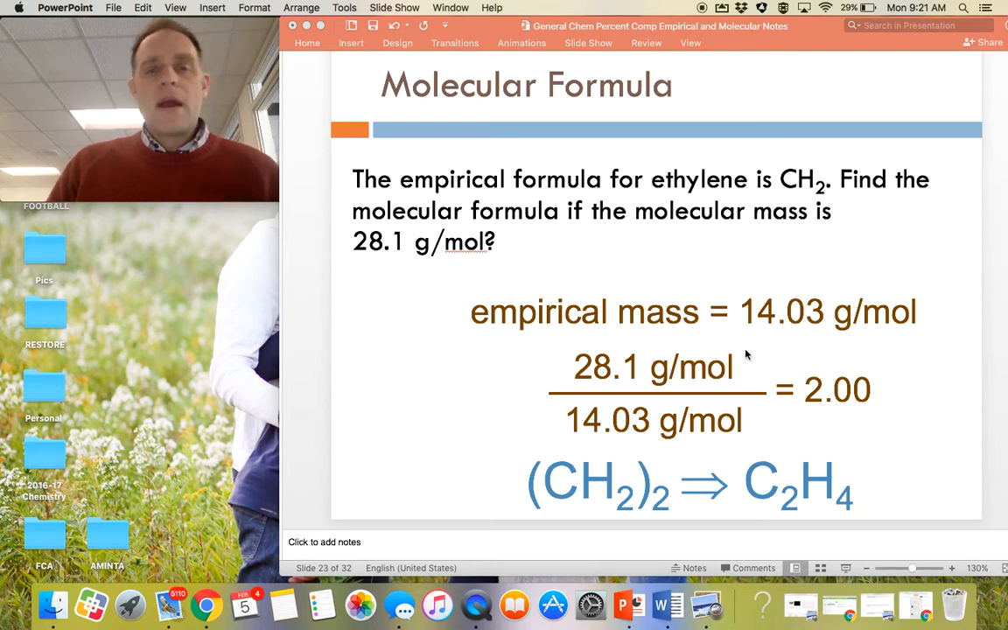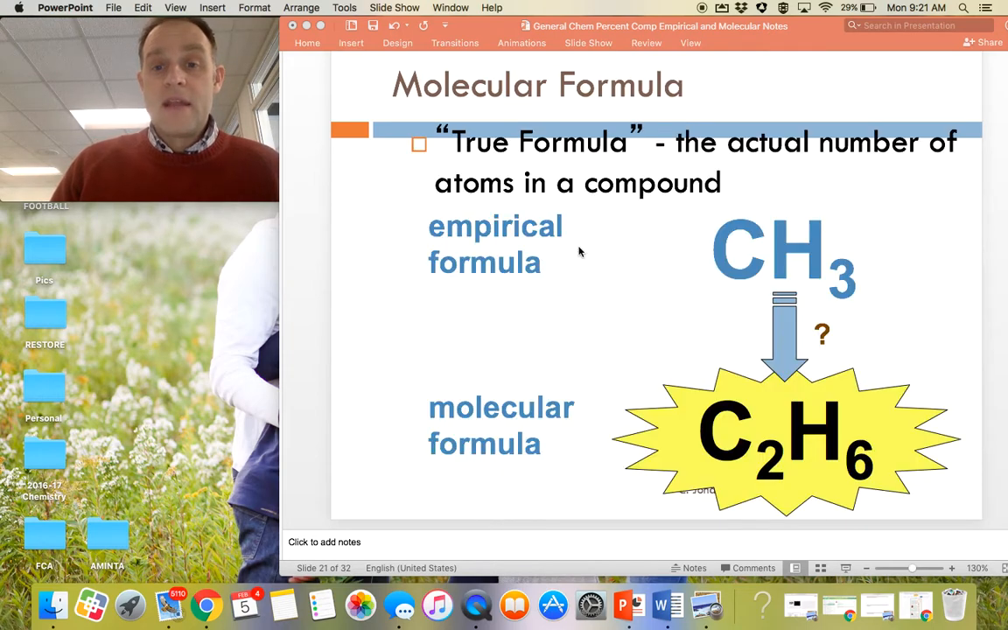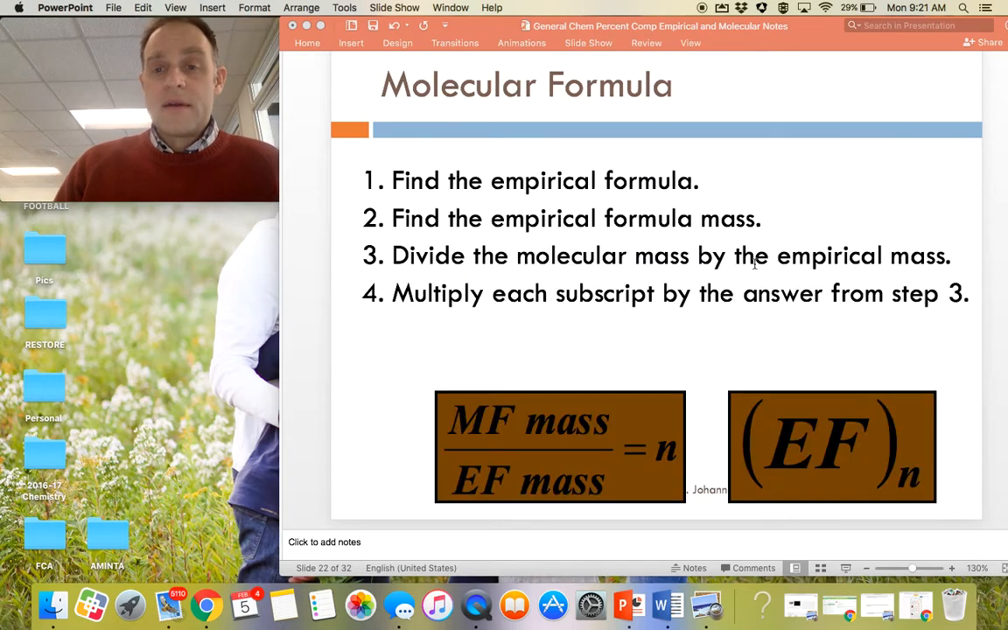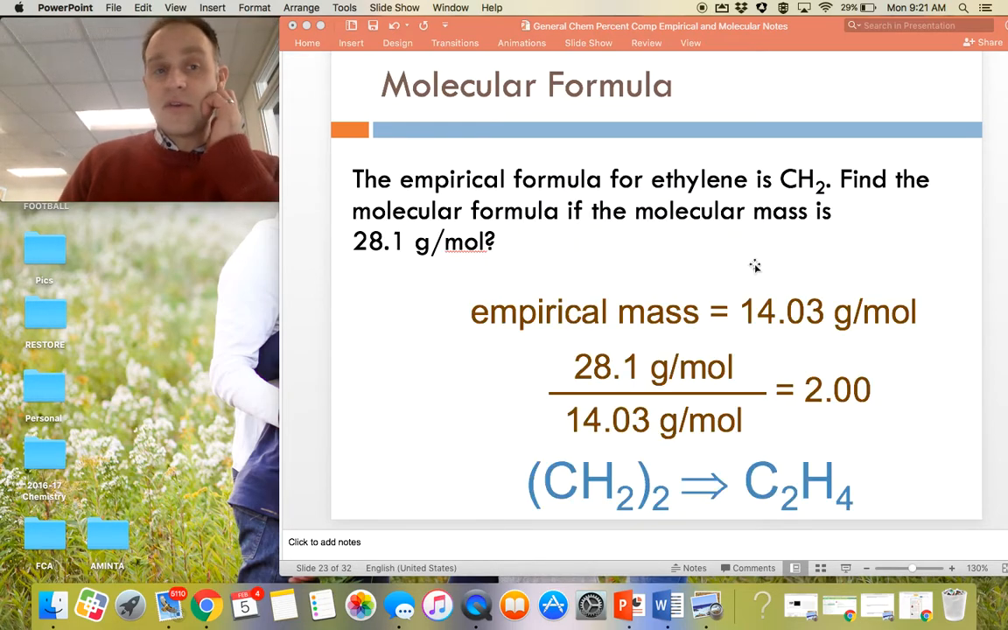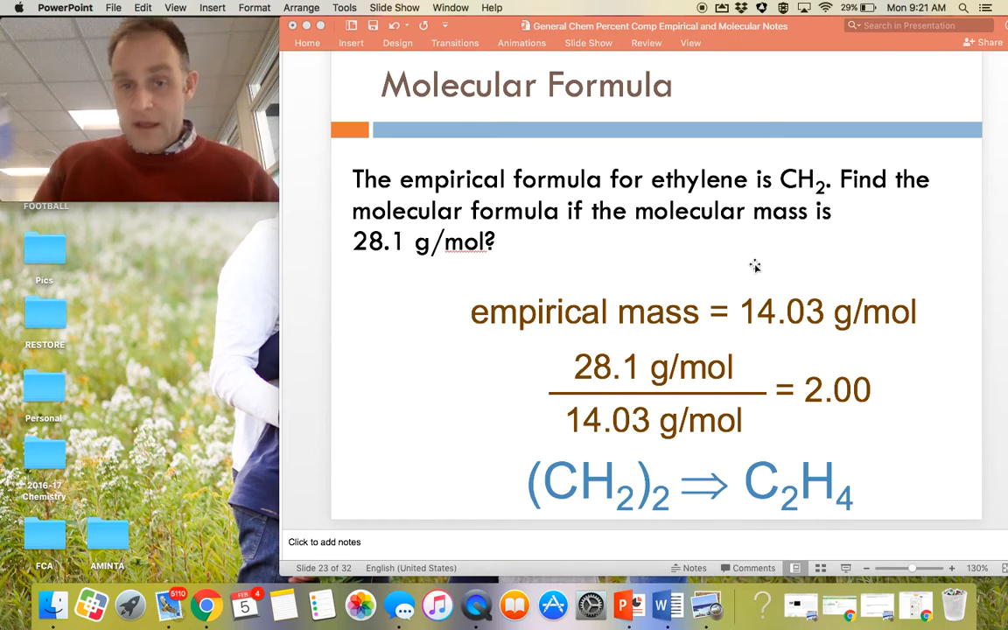So I know I have the answers up here on the screen. And I wish I didn't, but I do. But look at the question. It says the empirical formula for ethylene is CH2. Now, again, empirical formula. It's the reduced, right? It's the reduced. So CH2, you cannot reduce that anymore. Then it asks, find the molecular formula if the molecular mass is 28.1.